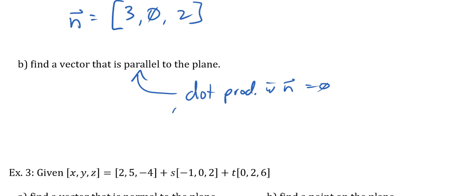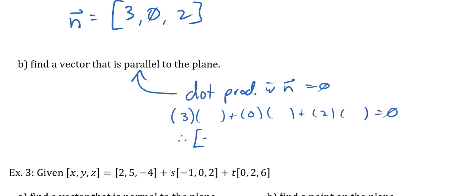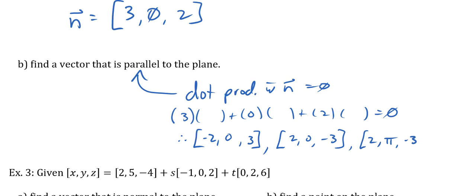So I would do this. N is 3, 0, 2, so it's like 3 times something plus 0 times something plus 2 times something has to equal 0. You don't need to write this part. So how about like negative 2 and positive 3? 3 times 2 and 2 times 3, and just make sure that they're opposite signs, and I can put whatever I want in there. Or I could have done 2 and negative 3, I think. Or I could have done 2 and pi and negative 3.